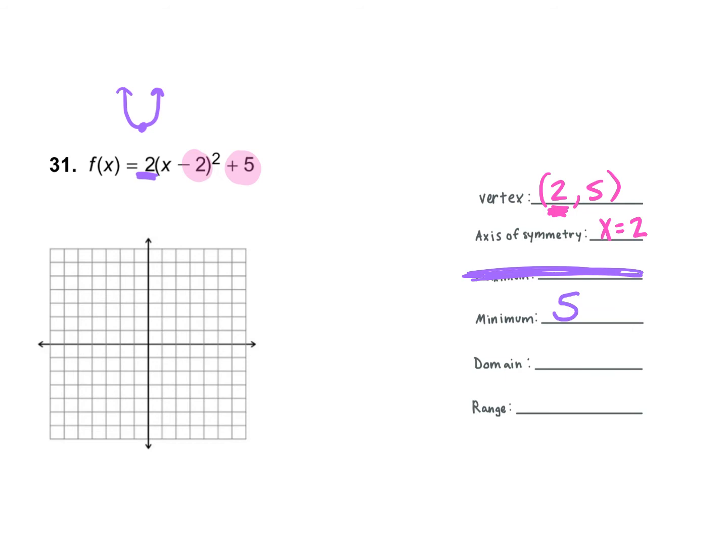What is my domain? All real numbers. You can do the R with the 2 bars or say all real numbers. And then my range. Does my range... Awesome. It goes up to infinity, so it'll be 5, infinity. 5 gets a bracket, the infinity gets the parenthesis. Remember, you start with the smallest, then go to the largest.